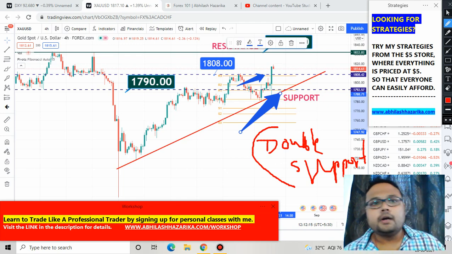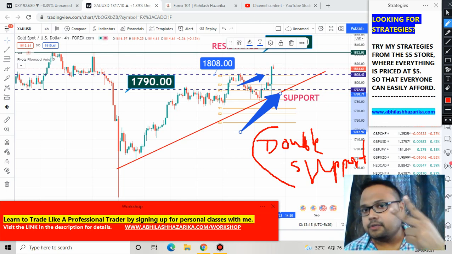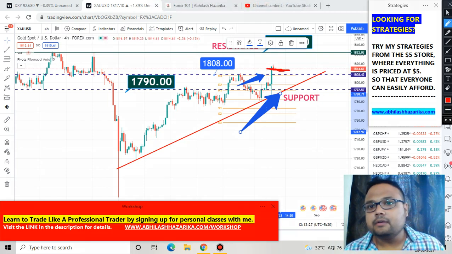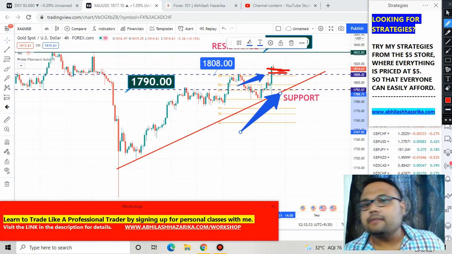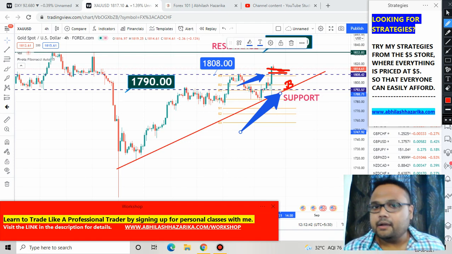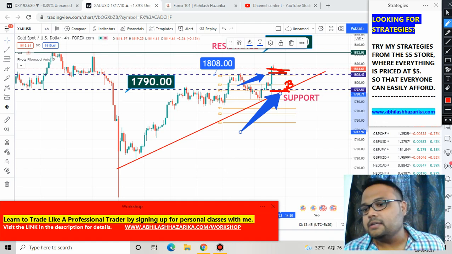So on the gold USD chart, you have got two trading opportunities. First and foremost, if the market successfully trades above this level, then you can go for a buy, because this will be your new support. On the other hand, if the market fails to hold this level and comes down, then again you will get a good buying opportunity at this level. If you buy at the 1790 level, your take profit target will be the 1808 level. And if you buy at the 1808 level, or above this level, then your take profit target will be the 1832 level.